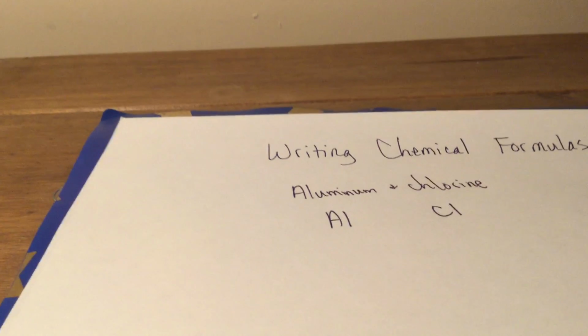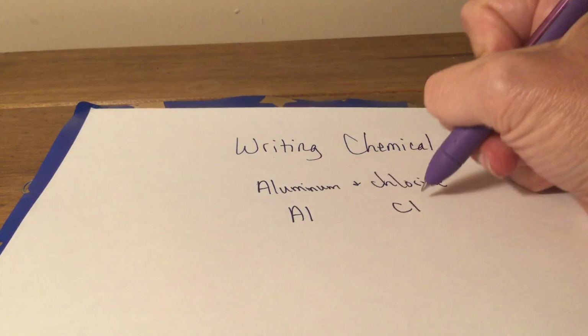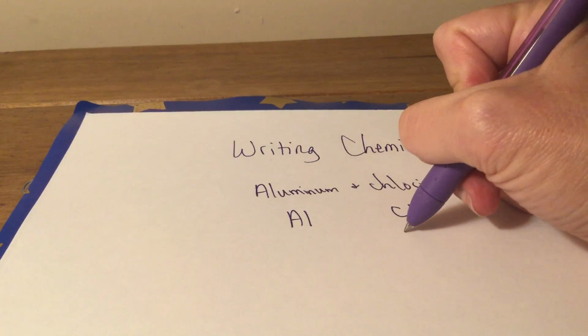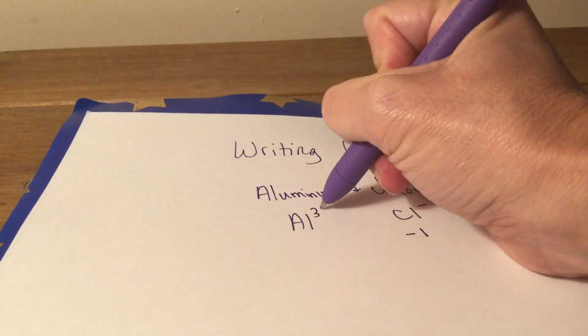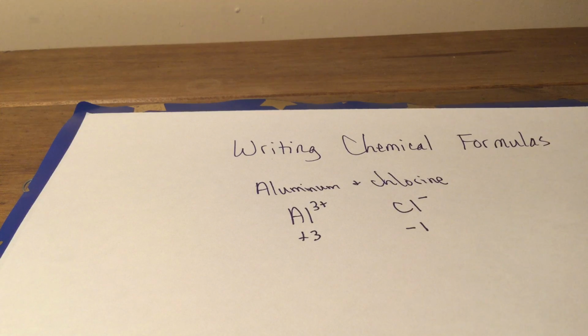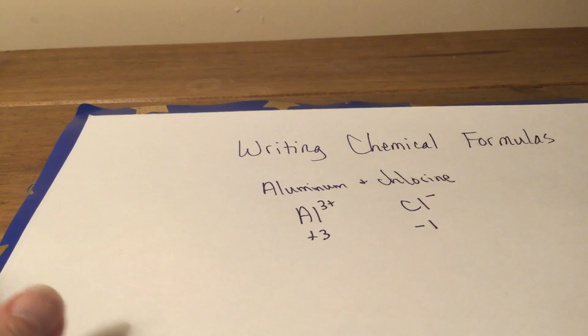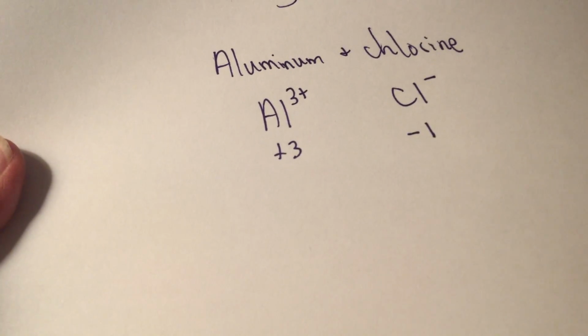So I'm going to decide, okay, so that means chlorine is a negative, or an oxidation number of -1, and aluminum is a 3+, or an oxidation number of +3. When it binds together, we'll have oxidation numbers. So I'm going to show the easy way to do this, called the crisscross method.